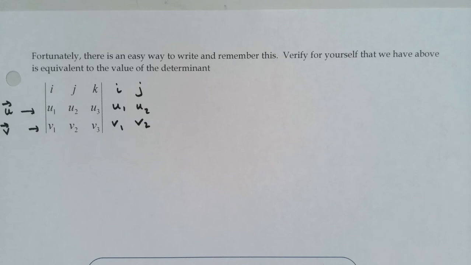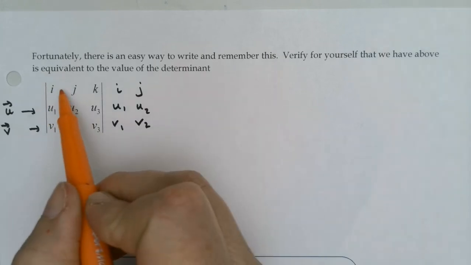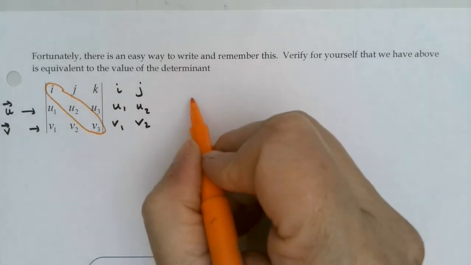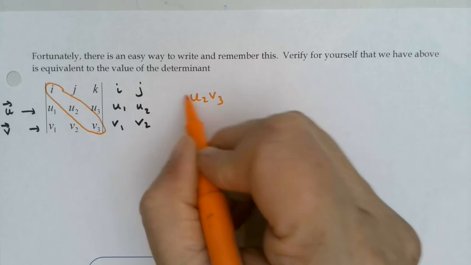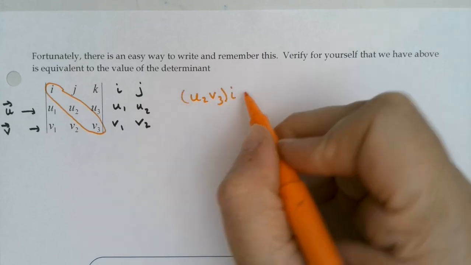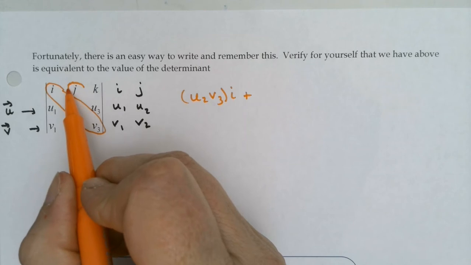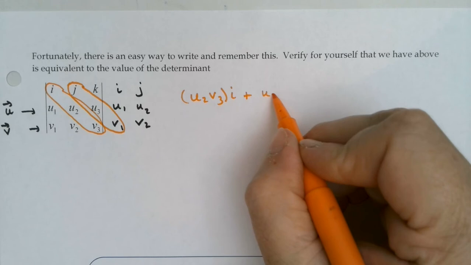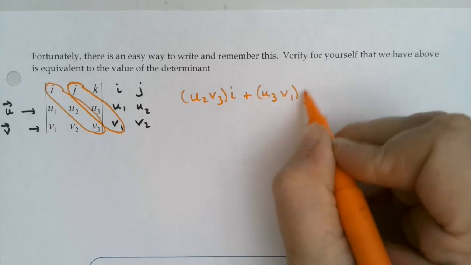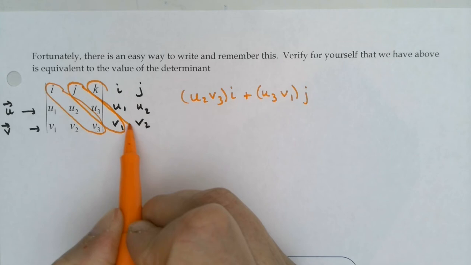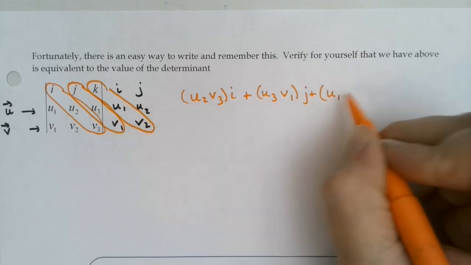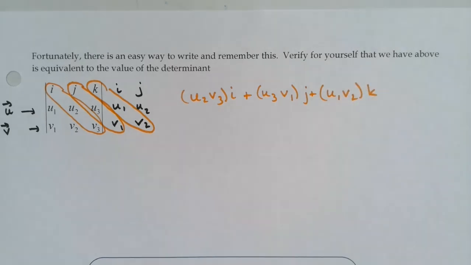So you work your way down the diagonals. So I gets multiplied by U2 and V3, times I, plus, then you do the next diagonal. J gets multiplied by U3 and V1, and then K gets U1 and V2. And then you go backwards.